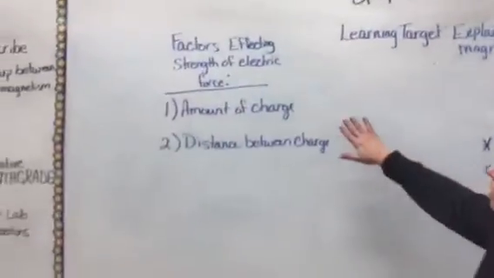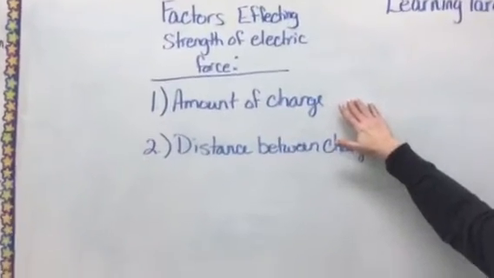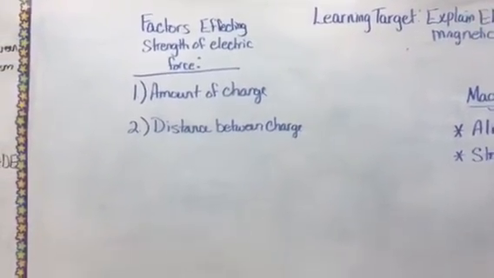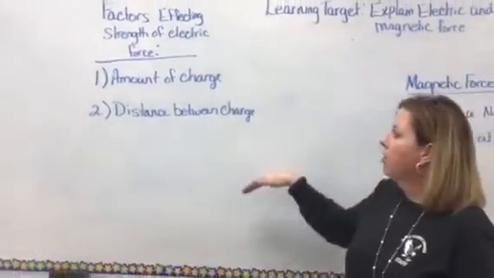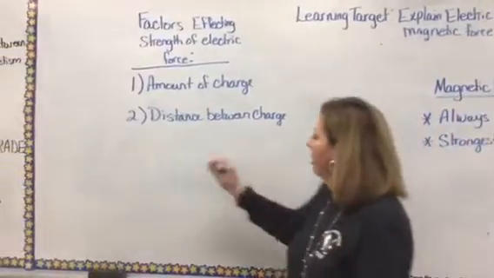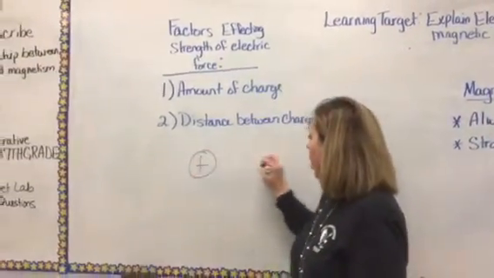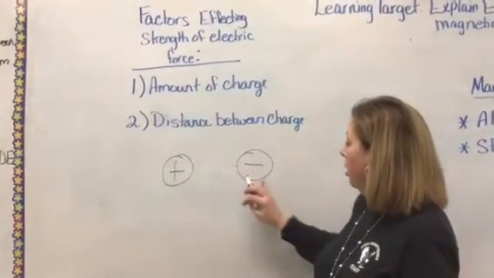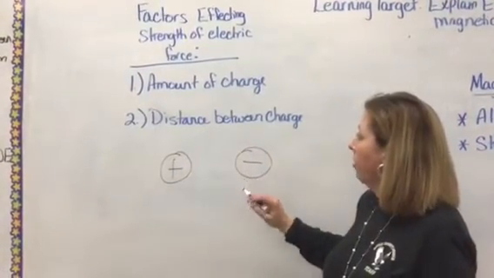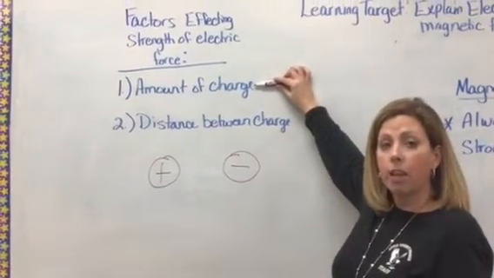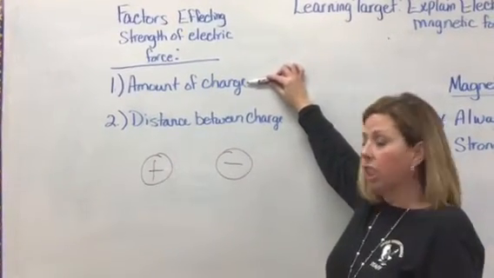Now we're going to talk about factors that affect electric force. And just like the north and south poles of a magnet, we have a positive and a negative charge on an atom. The positive is your proton, the electrons are the negative. So sometimes we will get charge that builds up on things, and that's how we get static electricity.